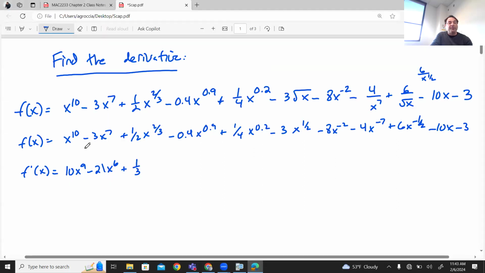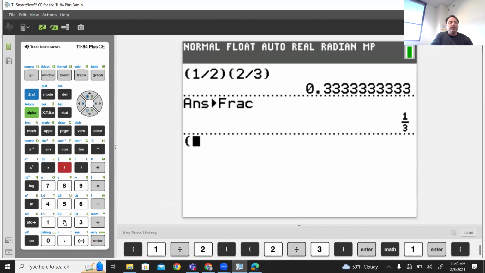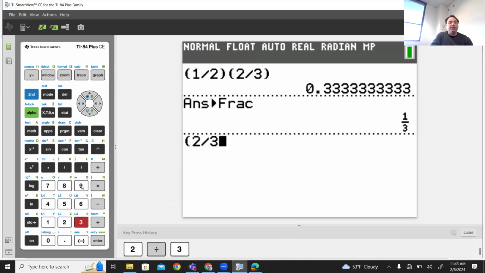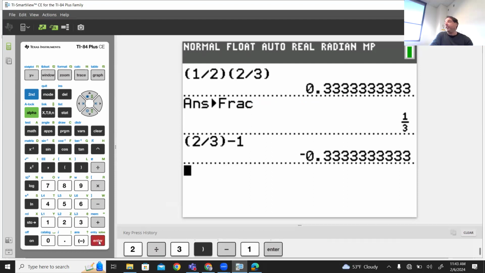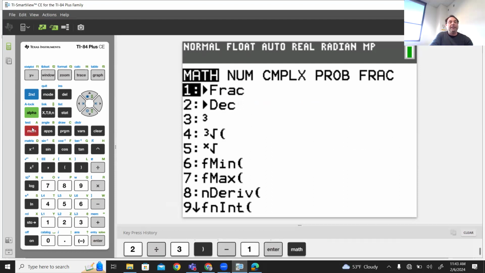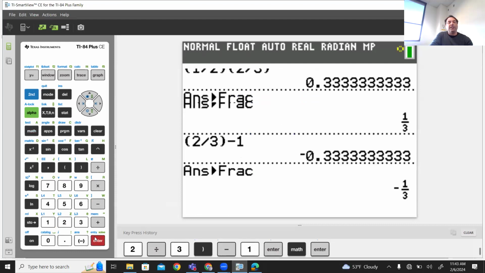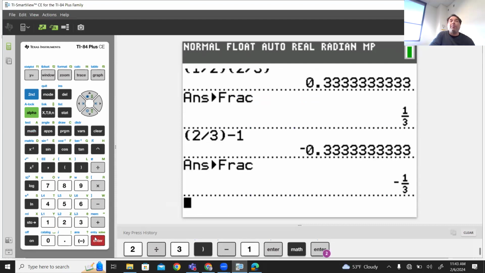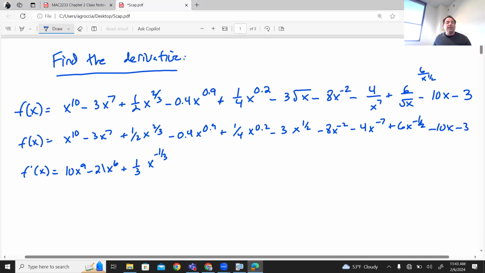Same thing with when we work out the next part. Just like 10 minus 1 is 9, 7 minus 1 is 6, 2/3 minus 1 is what? -1/3. And if you're like, how did he get that? Again, you need to know your fractions. If you do parenthesis 2/3, close parenthesis, -1, you get -0.333333, math, fraction, you get -1/3. So your problem has nothing to do with calculus. It may be fractions, or maybe it's not, okay?